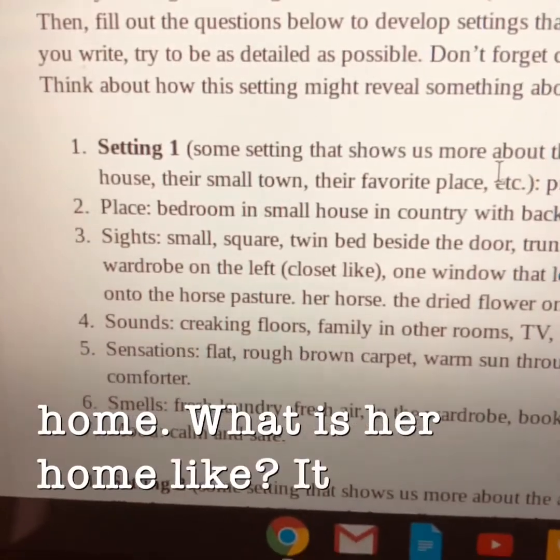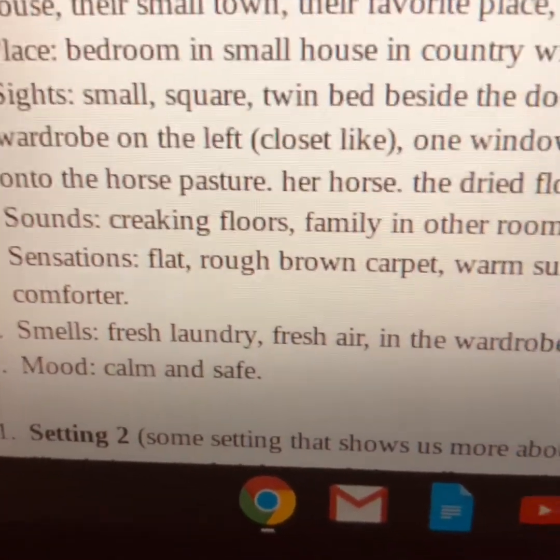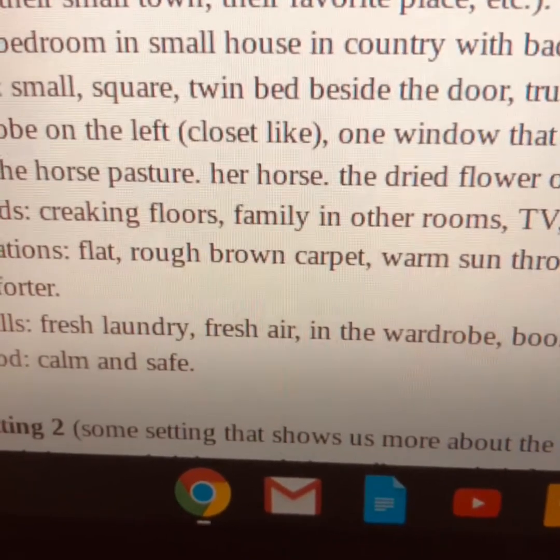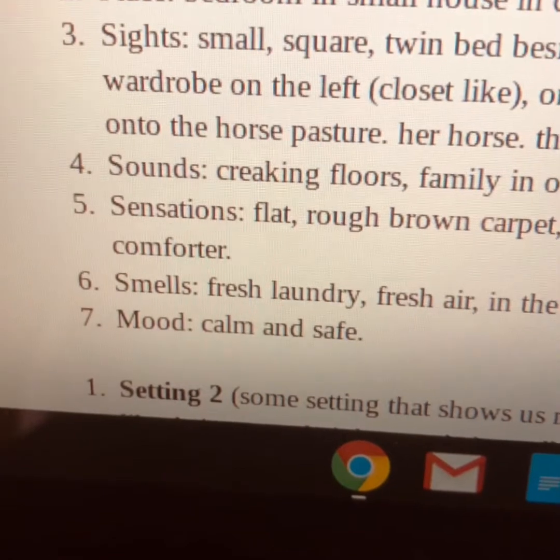It's a small house in the country. The sounds, creaking floors, sensations, what does it feel like? Rough brown carpet. What does it smell like? What is the mood like?